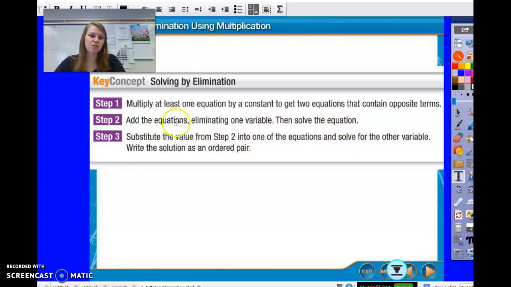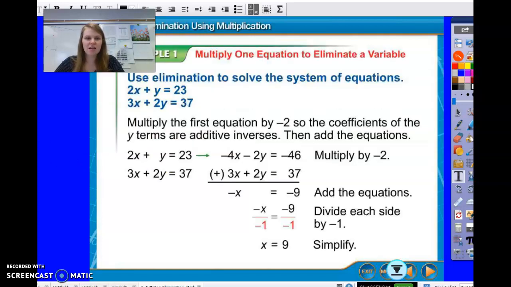I suppose you could use subtraction here too, it doesn't have to just be addition. And then it says substitute the value from step 2 into one of the equations and solve for the other variable. And then write as an ordered pair. So all of step 3 is just like the last lesson. Let's take a look at an example.